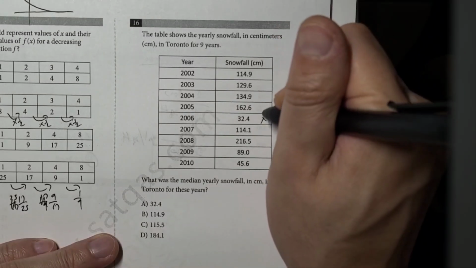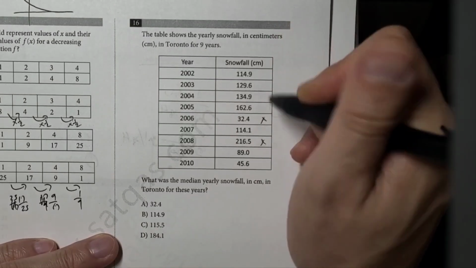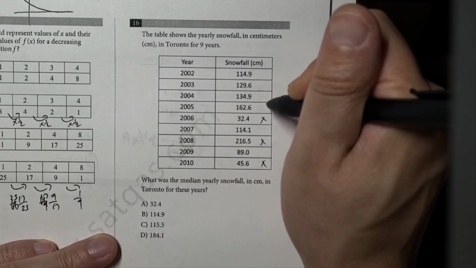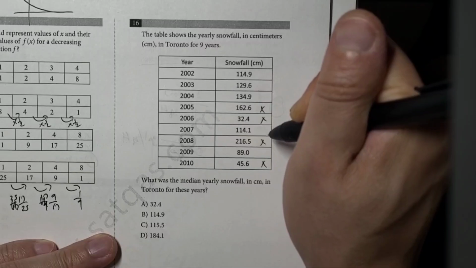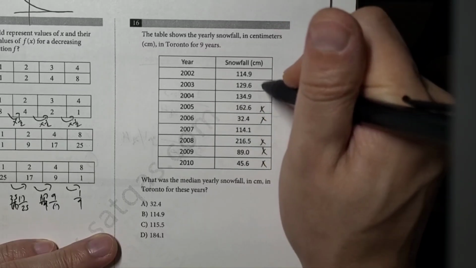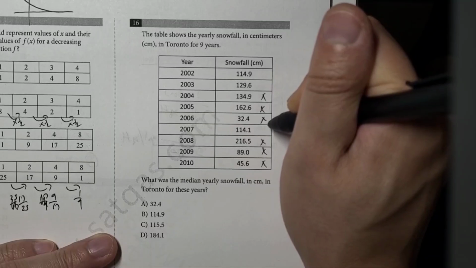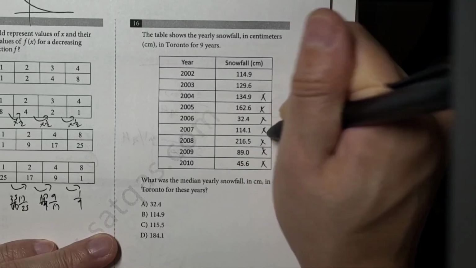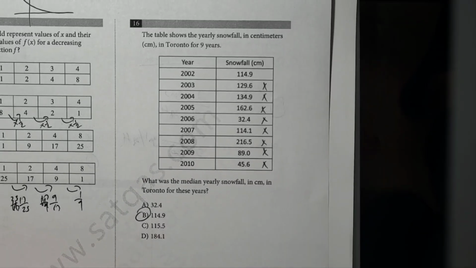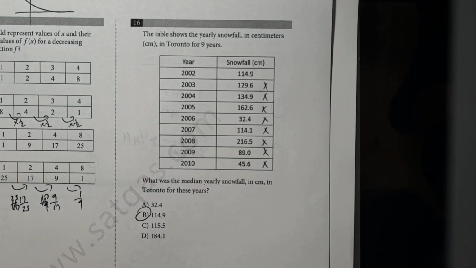The biggest looks like this one, right? Next smallest is this one. And then next biggest is probably this one, right? Next smallest must be the 89. Next biggest, it looks like this one. And the next smallest is this one. And the next biggest, this one. So this is the median, 114.9. The middle one in sequential order.